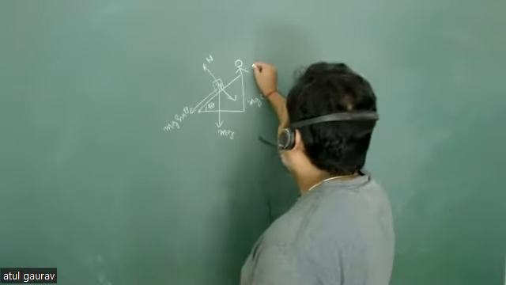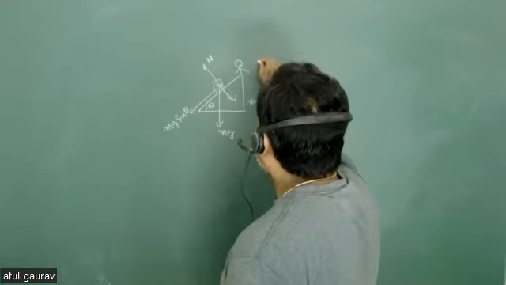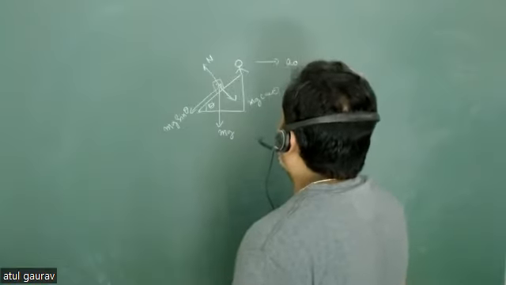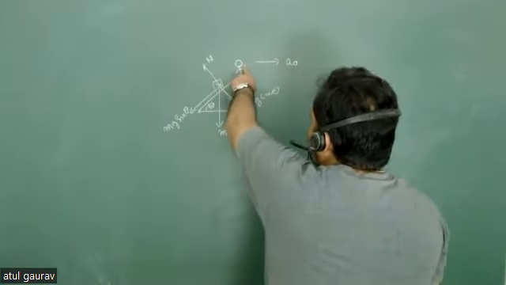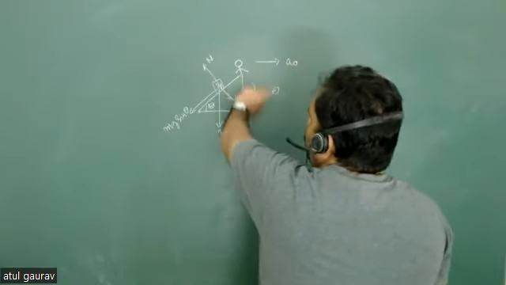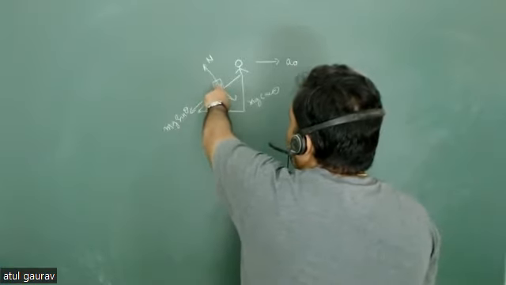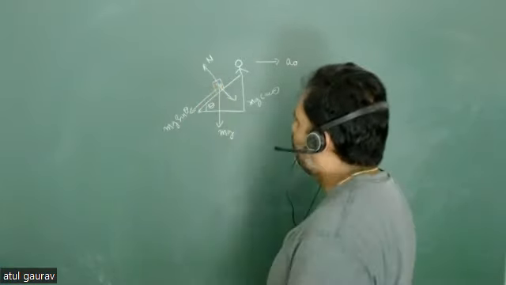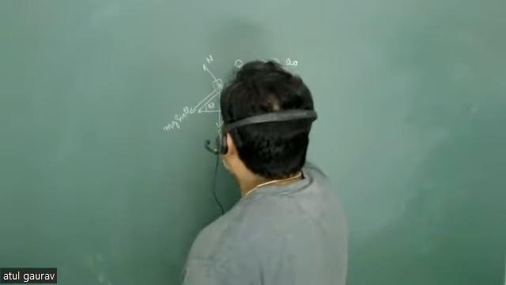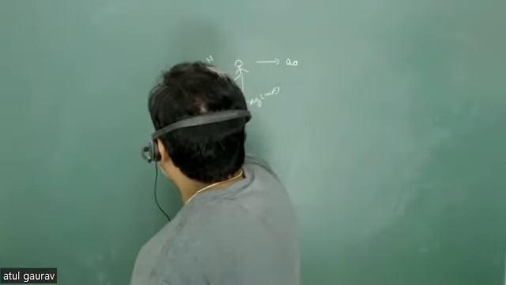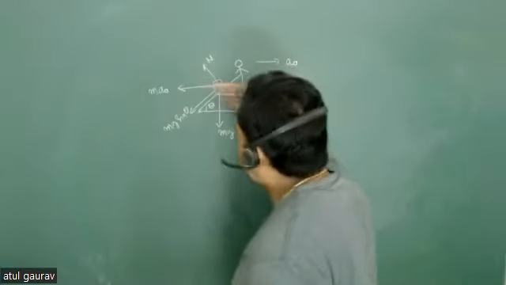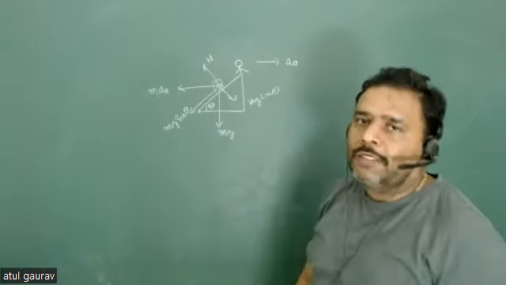And if you are moving the whole thing towards right, let's first take it towards right with acceleration a naught. Then what will happen? This person will feel some acceleration a naught, so it is a non-inertial frame. This mass will feel some pseudo force. And what will be that pseudo force? Towards left, in this direction, isn't it? And what is the value of that pseudo force? m into a naught. So this is the direction of the pseudo force.